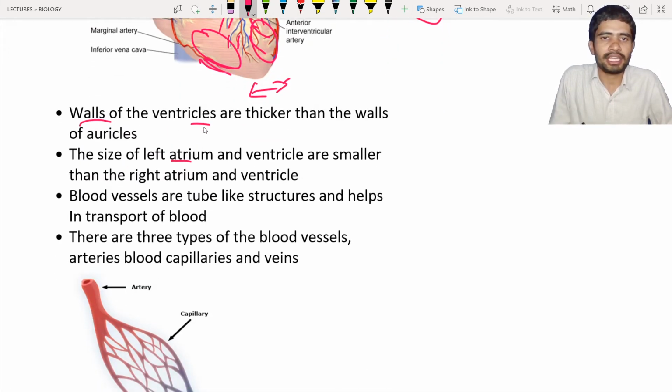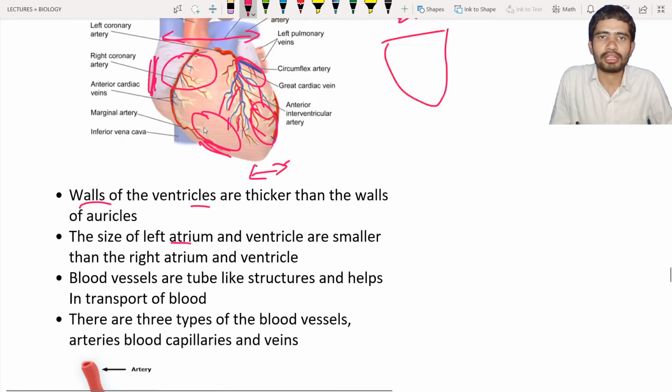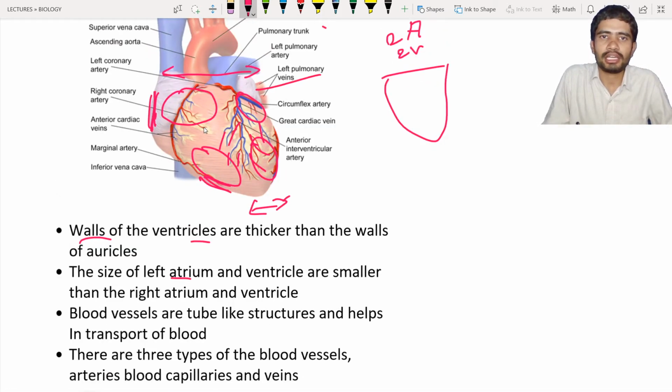Next, regarding the size of the atria and ventricles, the left atrium and left ventricle are smaller. Here you can see the left atrium and the left ventricle. These two chambers are smaller when compared to the right atrium and right ventricle.